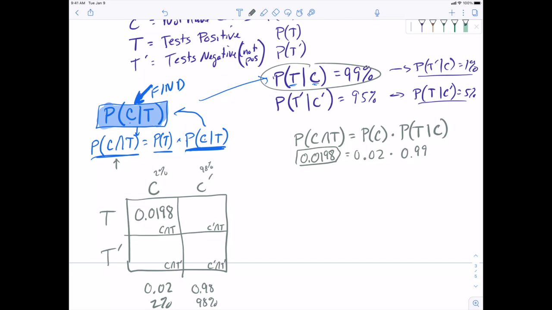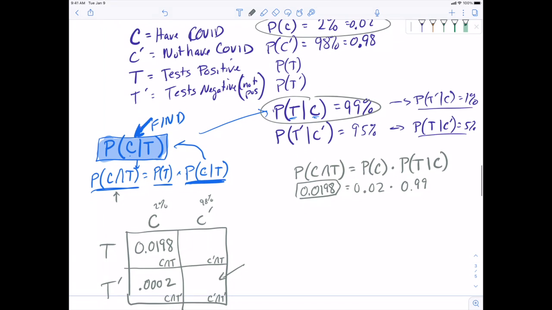So if that's 0.0198, then we know that this box has to be 0.02 minus 0.0198, because these two boxes have to add to 0.02. So if we do that subtraction, we get 0.0002. And so if you add those two numbers, you get 2%. So let's do the same thing to find this box.